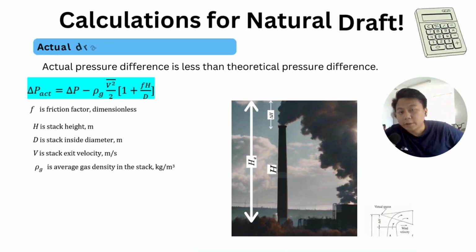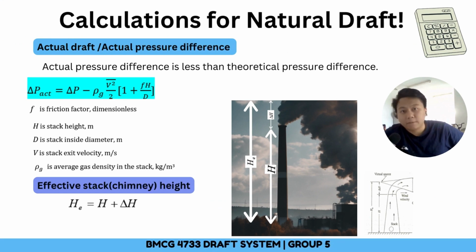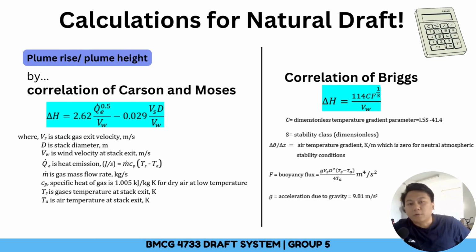Now next we have the actual draft or the actual pressure difference equation, as you can see highlighted here, and also the effective stack or chimney height, which is equal to the height of the stack plus the height of the plume gas. Now for natural draft, there are three equations for how to calculate the plume rise or the plume height. First is the correlation by Carson and Moses, which is often used, and then we have the correlation of Briggs, where the stability class has to be referred to the table.